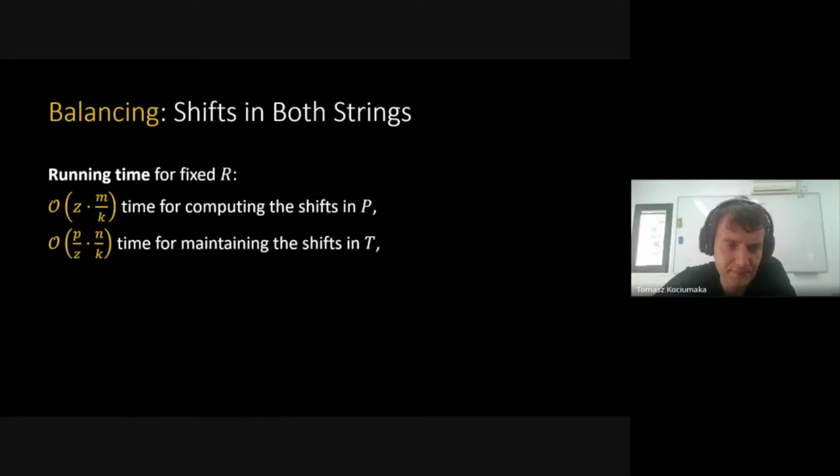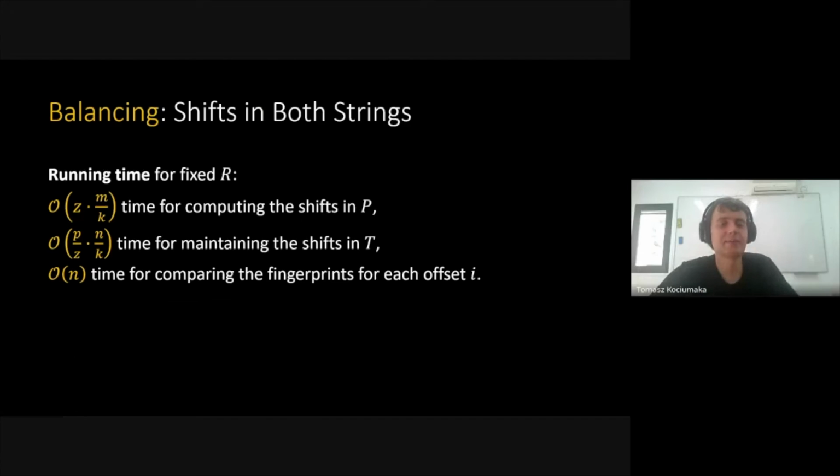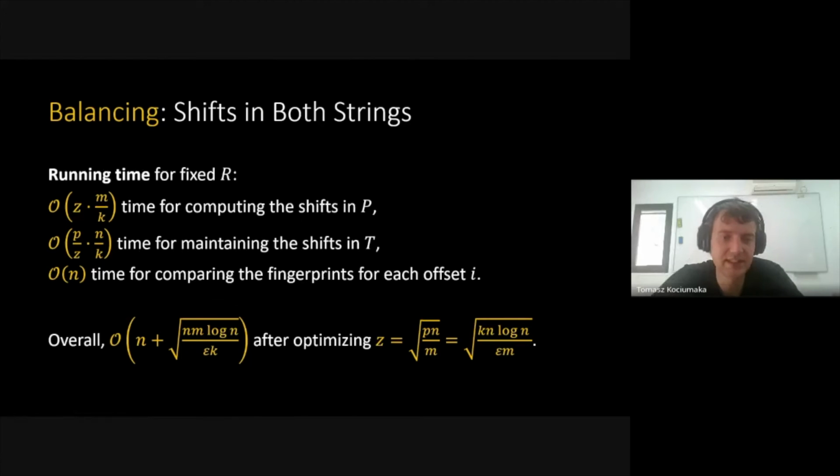And finally, we have linear time, which is necessary to compare the fingerprints, to compare the appropriate fingerprints among those for the pattern and among those which are currently maintained for the text. So the overall running time is this if you optimize for z.